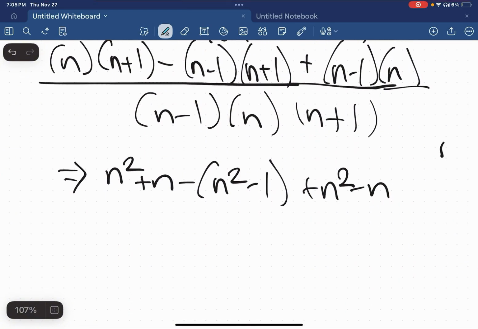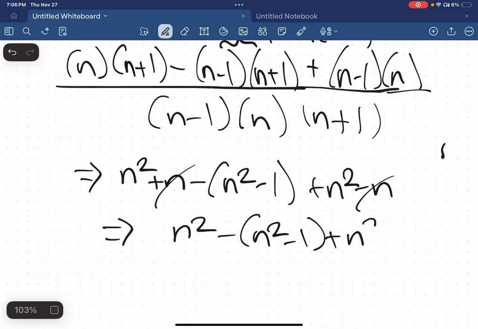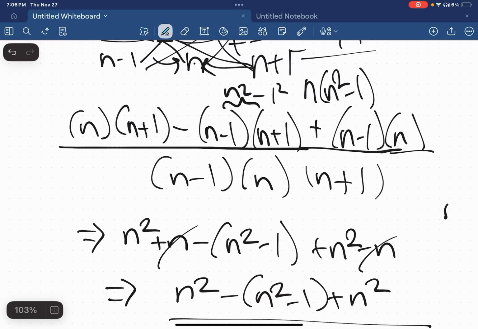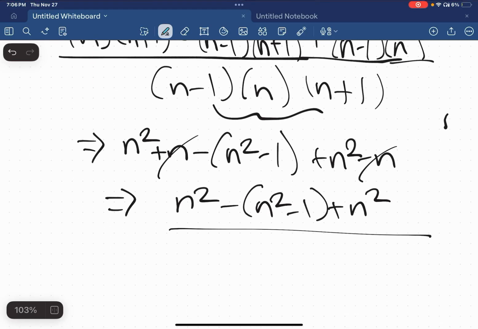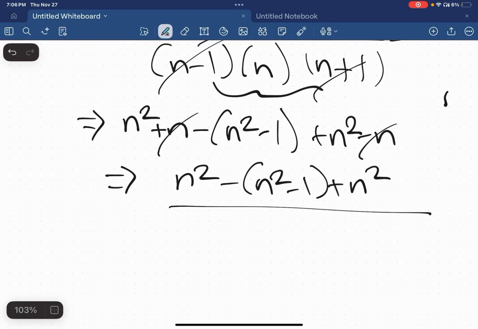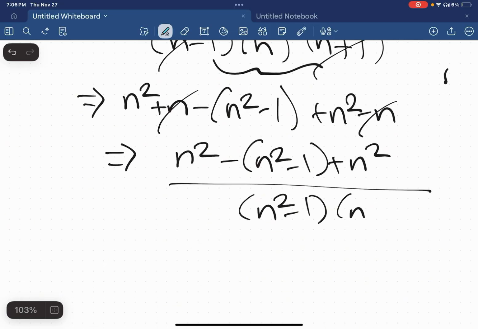Okay, so now this cancels out already, so now we're left with n squared minus n squared minus 1 is n squared over this. And then remember what we were saying earlier, how this is equal to that. Well, look what we have at the bottom. We have this, so we can end up canceling these terms. Those cancel out.